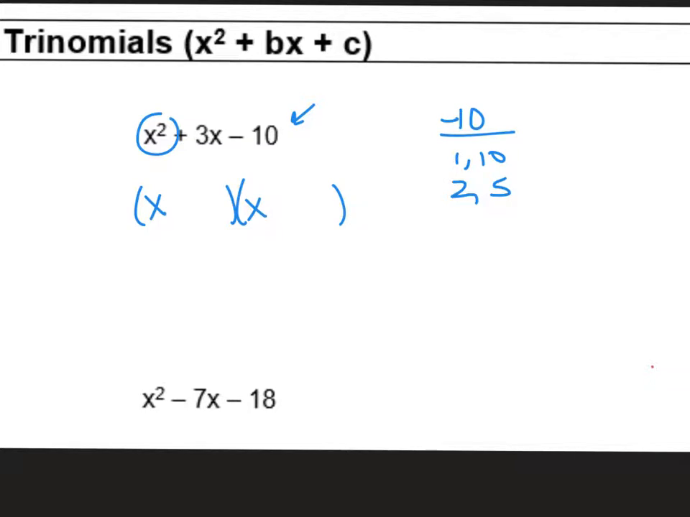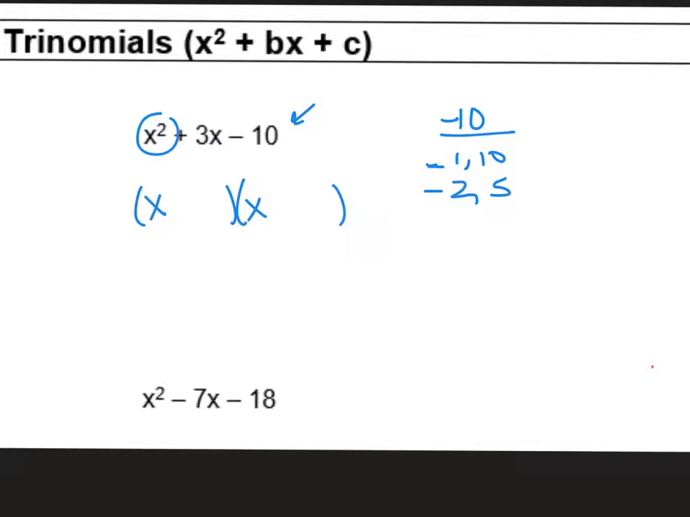Because of the negative 10, that means that I need one negative number in each factor pair. So should the small factors be negative or the big factors be negative? It really depends on your b value. Remember, the larger factors will match the sign of your b value. Your b value is positive, so your larger factors will be positive, meaning our small factors are negative.